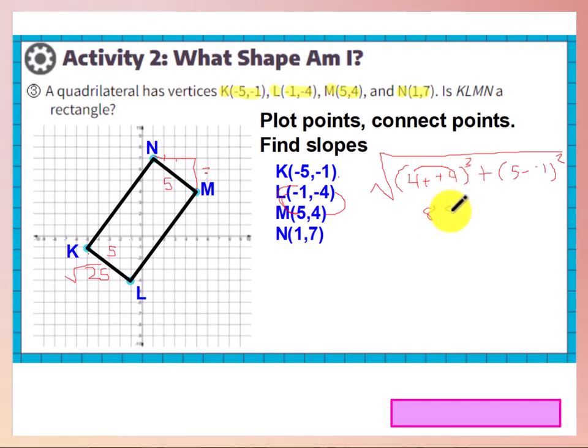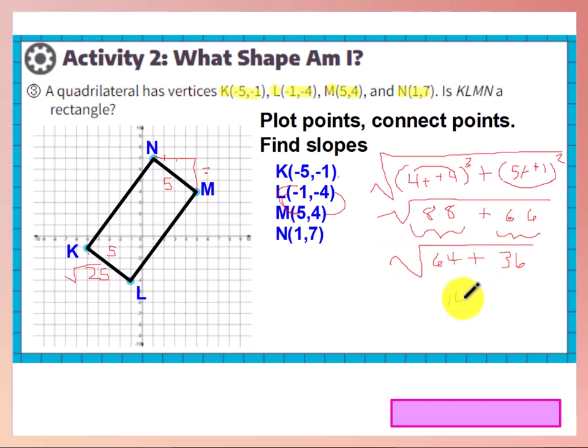So 8 squared is 8 times 8. Let's simplify this binomial. 2 negatives together, take away a negative, you get a positive. So 5 plus 1 is 6. We're going to square that. 6 times 6 is 36, and 8 times 8 is 64. We've got to add those together and take the square root. 64 plus 36 is 100, and the square root of 100 is 10. 10 times 10 is 100.